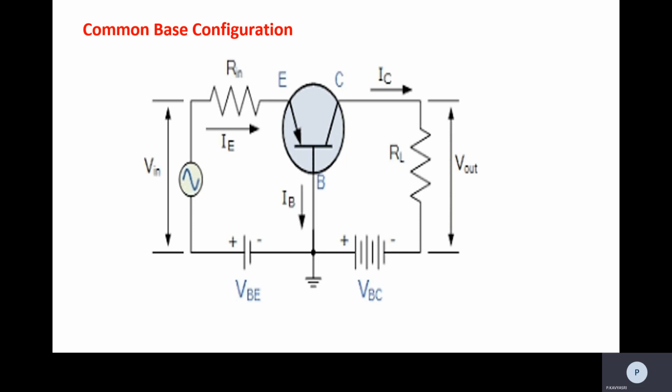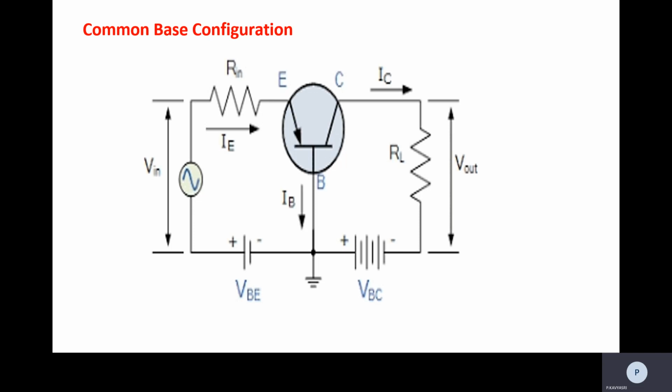So the first one is the common base configuration. The name says common base, so base acts as the input side as well as the output side. Base is common for both the input and the output. If you observe here, the input is the emitter junction and the output is the collector junction. Base is common, so we can apply the input between the base and emitter terminals, and the corresponding output signal can be taken between the base and collector terminals.